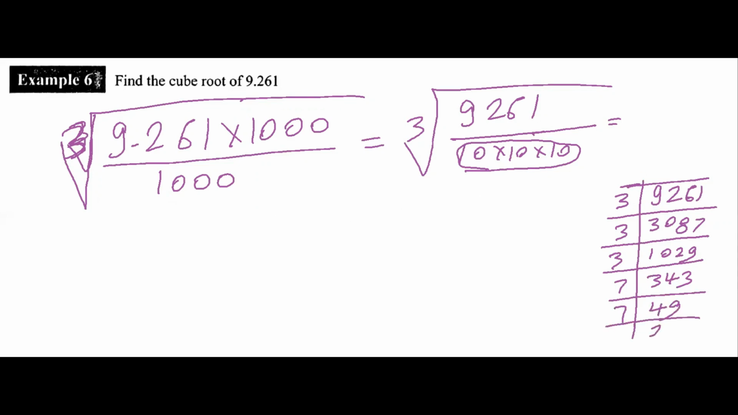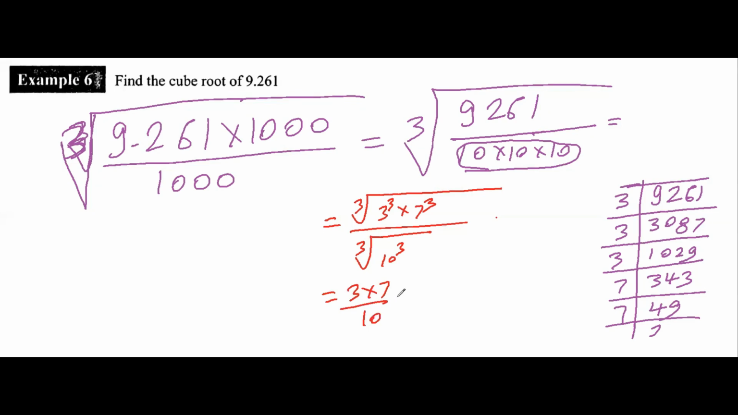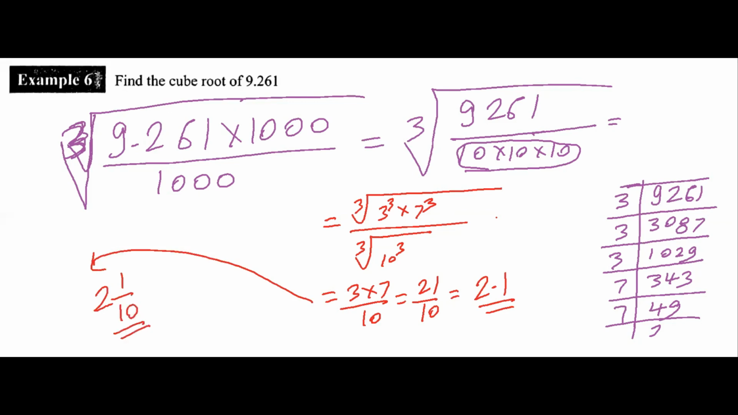So the next step will be over here. Cube root of 9261, I will write 3 cube and 7 cube, divided by the cube root of 10 cube. So here I will get the answer as 3 into 7 upon 10, which is 21 upon 10. The question was in decimal, so I will prefer to give the answer in decimal. Or if you want to give it as a mixed fraction, it will be 2 1 by 10. Either is a correct answer.